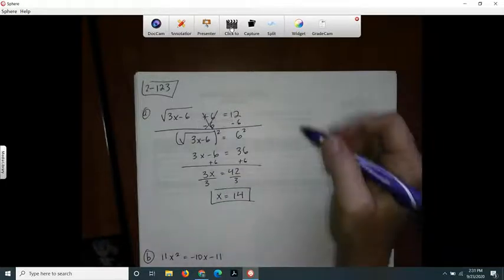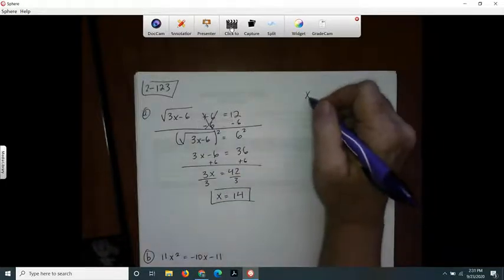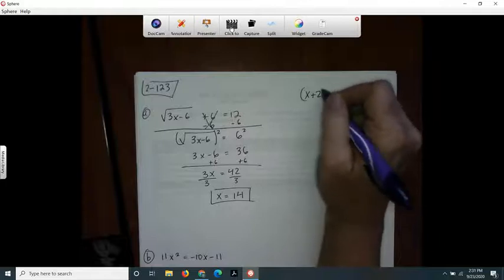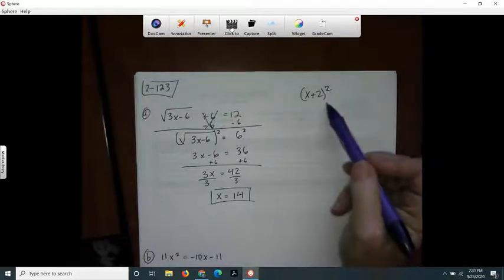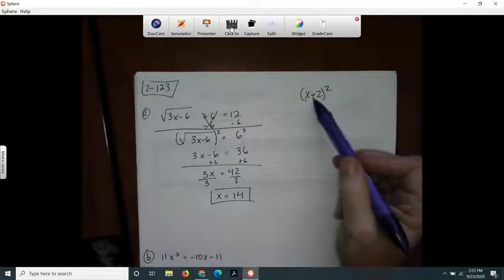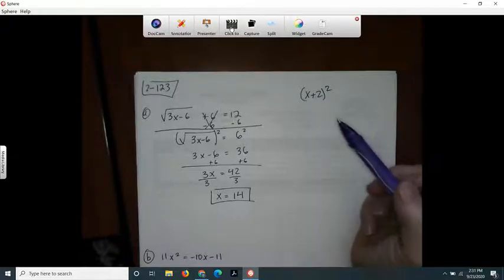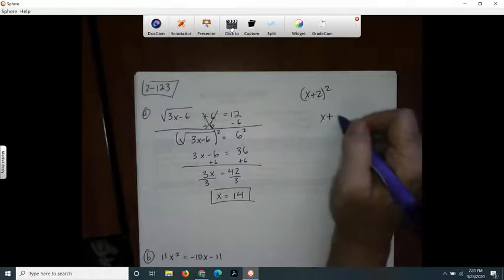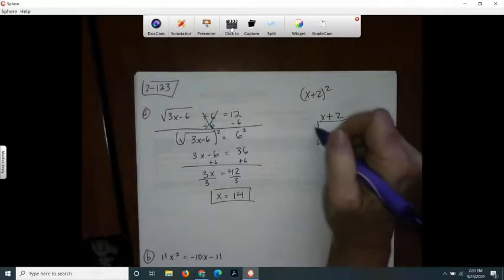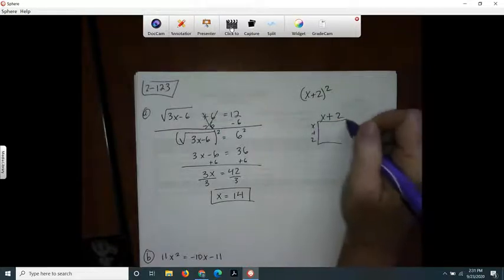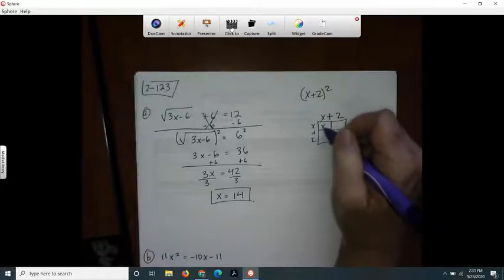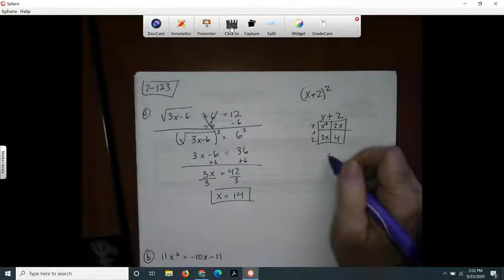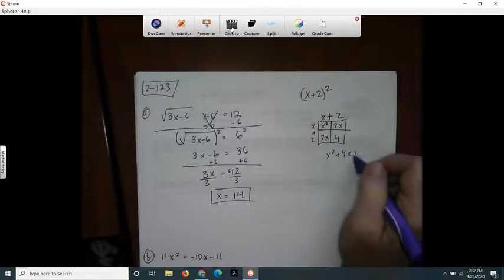Because that would be the same as saying if I had x plus 2 squared, that's just x squared plus 4. And we know that's not x squared plus 4. That's x plus 2 times x plus 2. We know that that's x squared plus 4x plus 4.